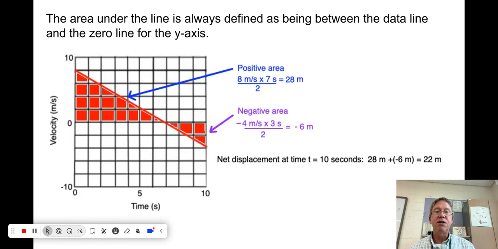So if I was to calculate the net displacement over the total 10 second time interval, I'd first say, well, here this is 8 times 7 divided by 2, and that gives me 28 meters. This one would be negative 4 is what this value is, and this is 1, 2, 3, so negative 4 times 3, and again divided by 2 gives me negative 6. I combine those two, so 28 plus negative 6 gives me 22 meters of net displacement.